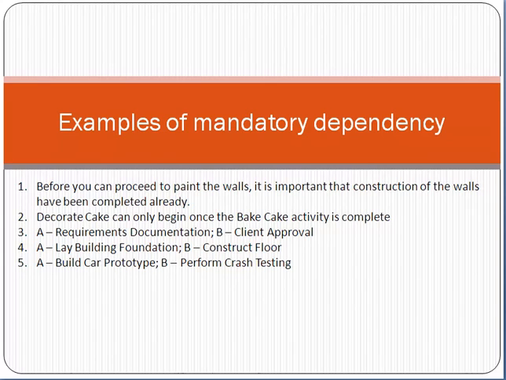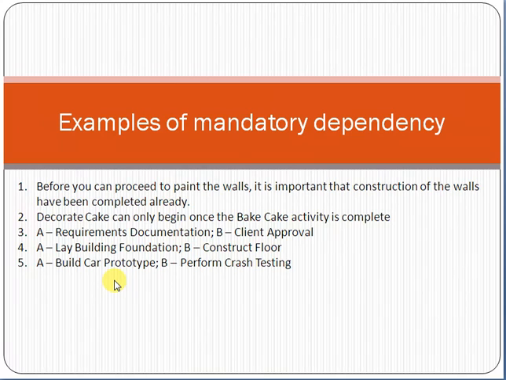Let me give you a few more examples. Before you can proceed to paint the wall, it is important that construction of the walls has already been completed. Decorate cake can only begin once the bake cake activity is complete. Requirement documentation and client approval: once the requirement documentation is complete, then we can start the client approval activity. Lay building foundation and construct floor: once the foundation is laid, only then will the floor construction start.